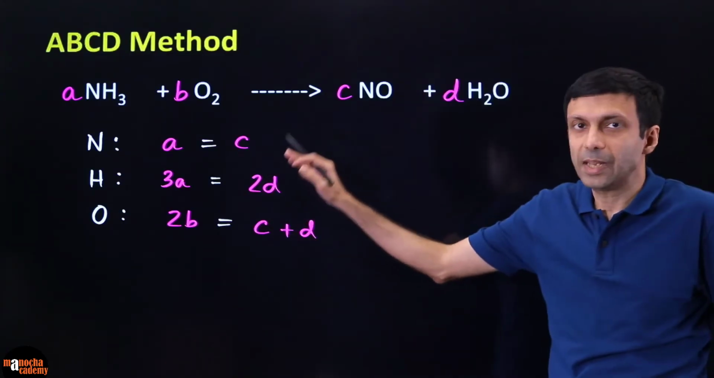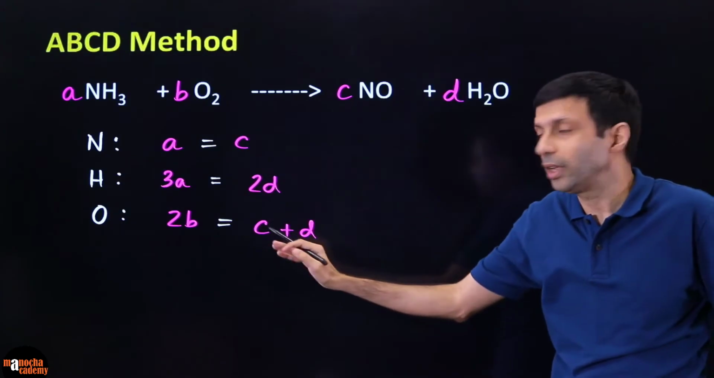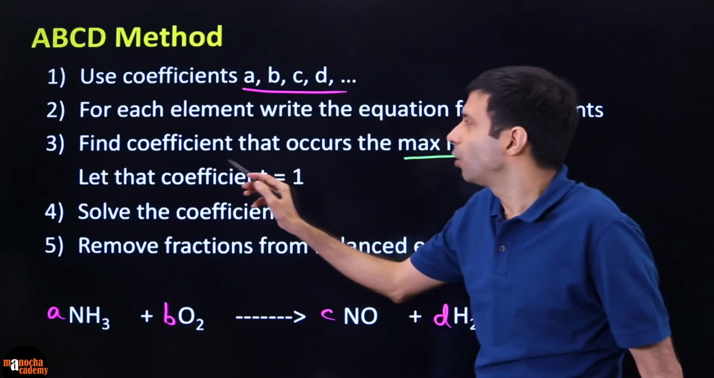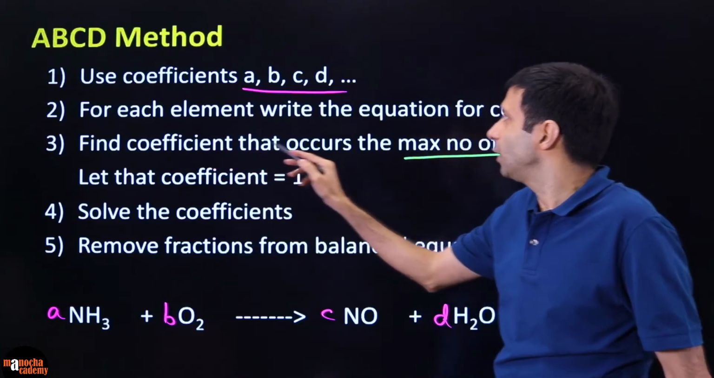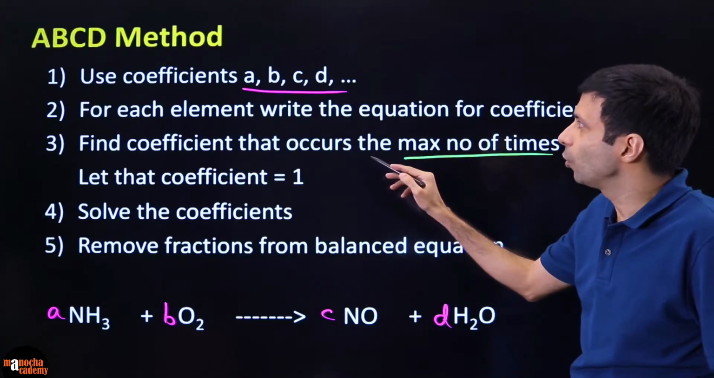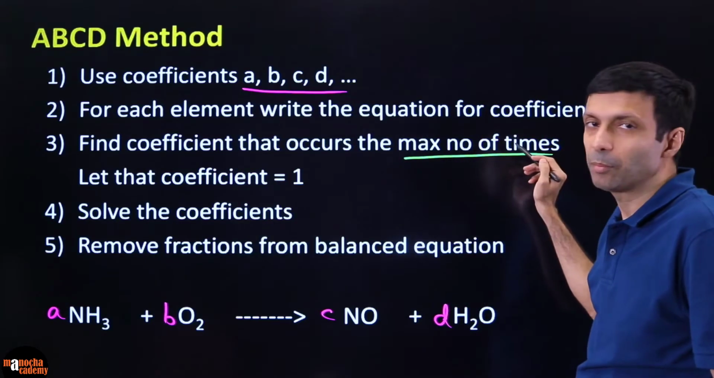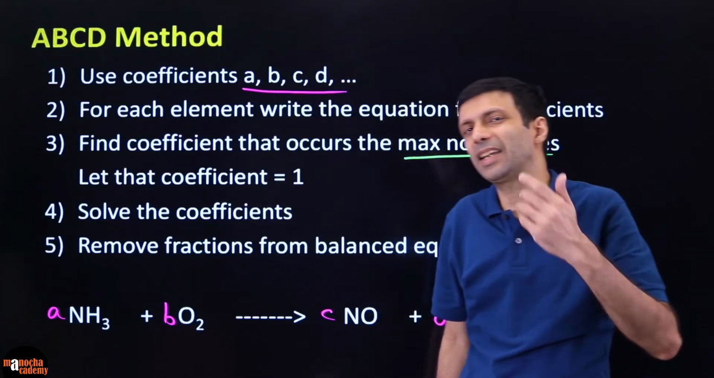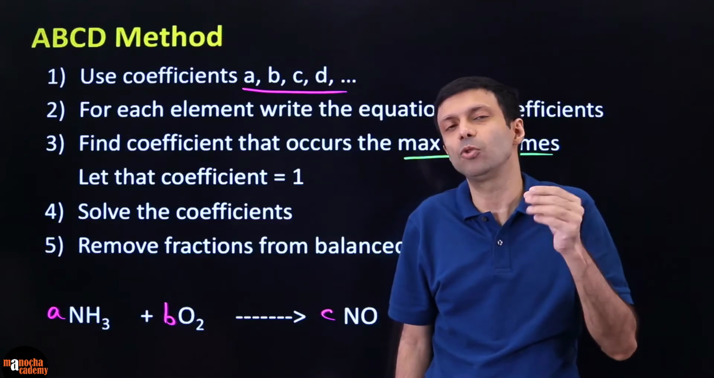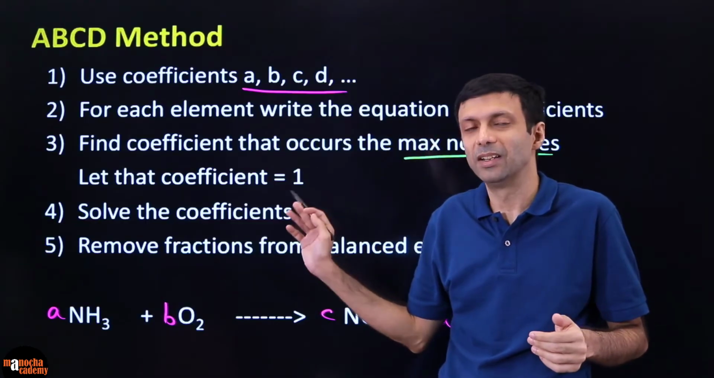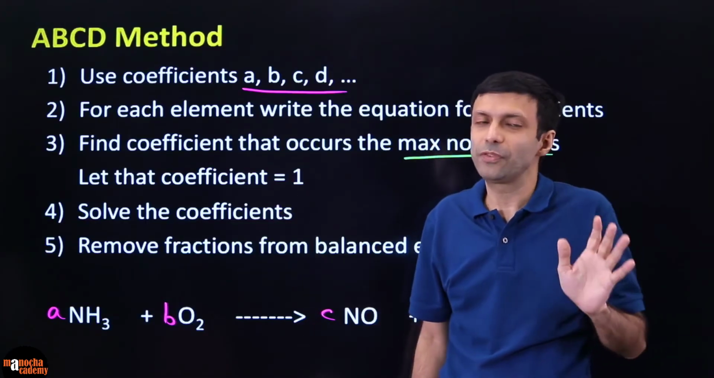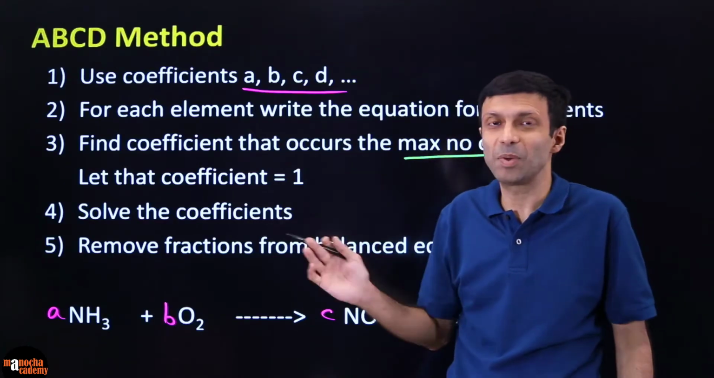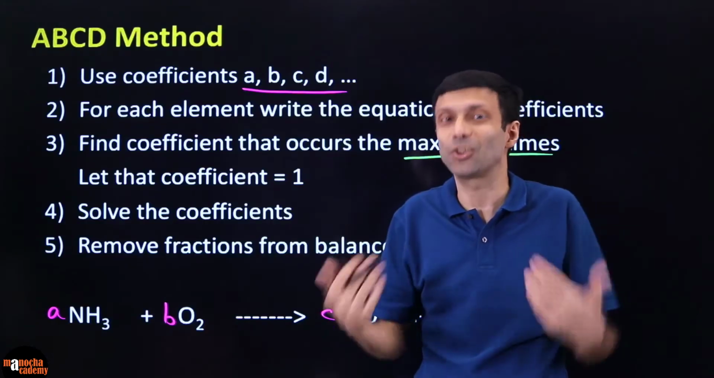So this is the first step and you must do your counting very carefully, otherwise if your equations are wrong, everything will go wrong. Now we need to find the coefficient that occurs the maximum number of times and you let that coefficient be A. Actually you can set any of your coefficients, A, B, C, D, to be equal to 1. But usually we take the one that occurs the maximum number of times because it will make our calculations easy.